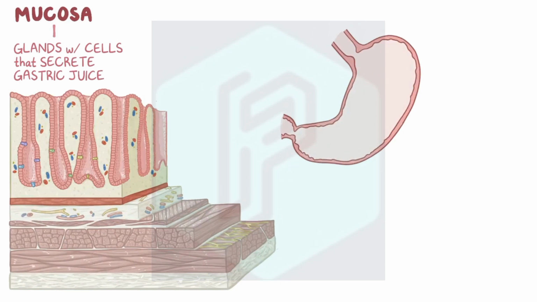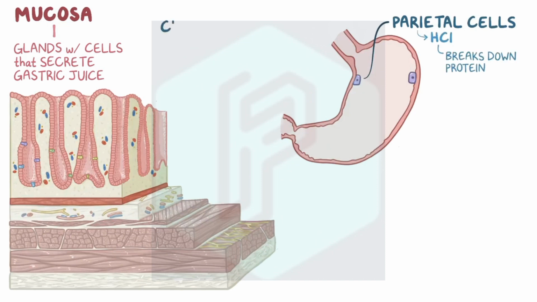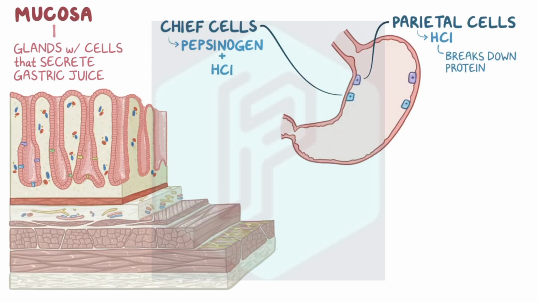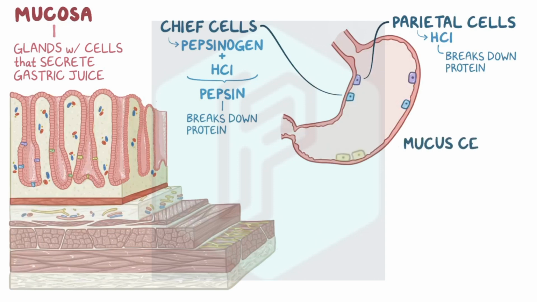In the body of the stomach, there are parietal cells that secrete hydrochloric acid, or HCl, which is a strong acid that helps to break down protein, and chief cells that secrete pepsinogen, an inactive enzyme. When pepsinogen is exposed to hydrochloric acid, it activates to become pepsin, an enzyme that helps break down proteins. In the antrum, there are mucus cells which secrete mucus, which protects the stomach lining from the acidic environment.